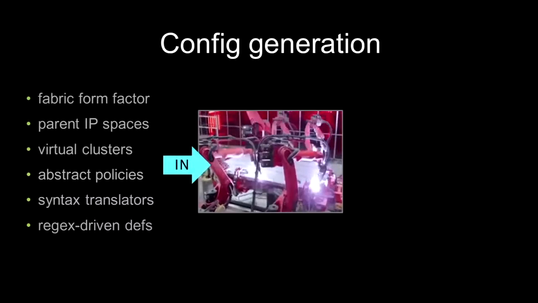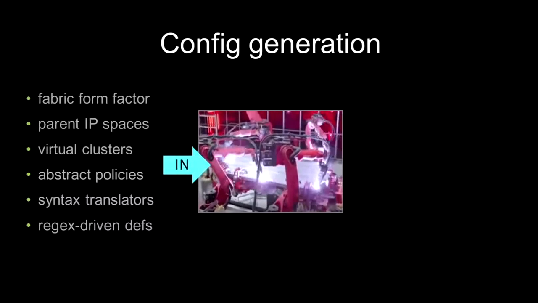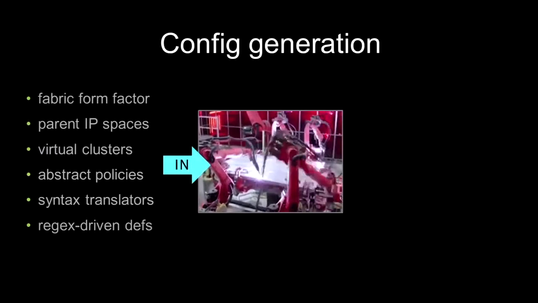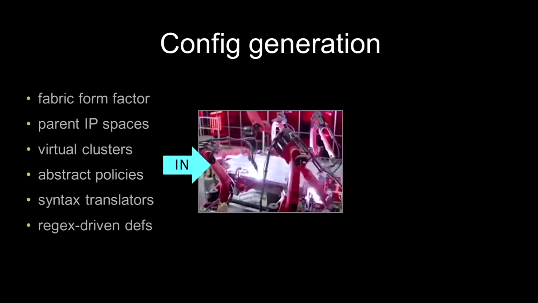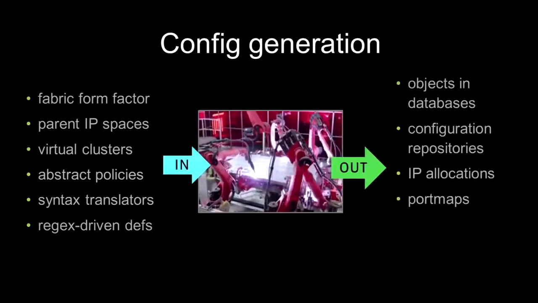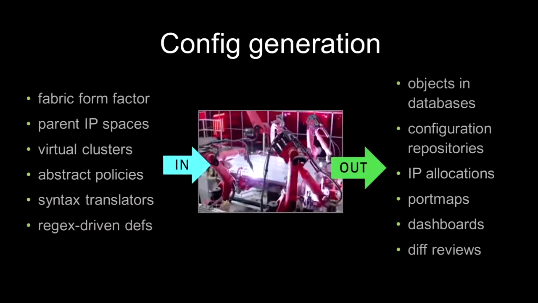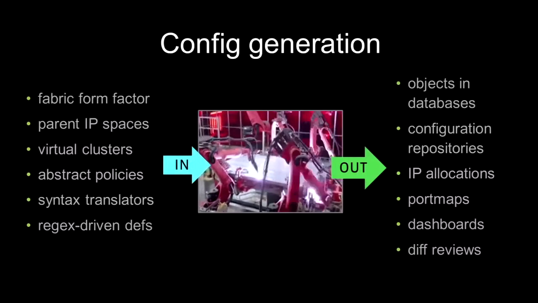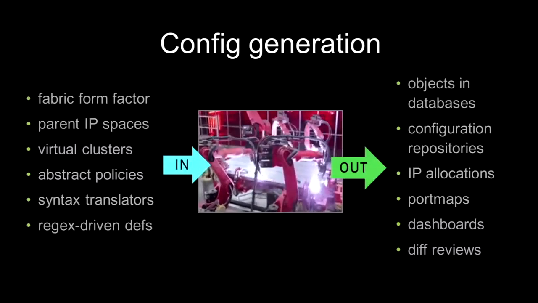Some syntax translators, like how do we configure a BGP community on a platform X, or how do we configure an interface or a route, or things like this. And various regex-driven definitions that cover wide ranges of devices at once, not device by device. So we can cover, by very flexible regex, properties of whole parks of devices. On the output goes all the granularity, the objects in the database, the configurations in the repos, all the individual port maps, even dashboards are outputs of the fabric config.